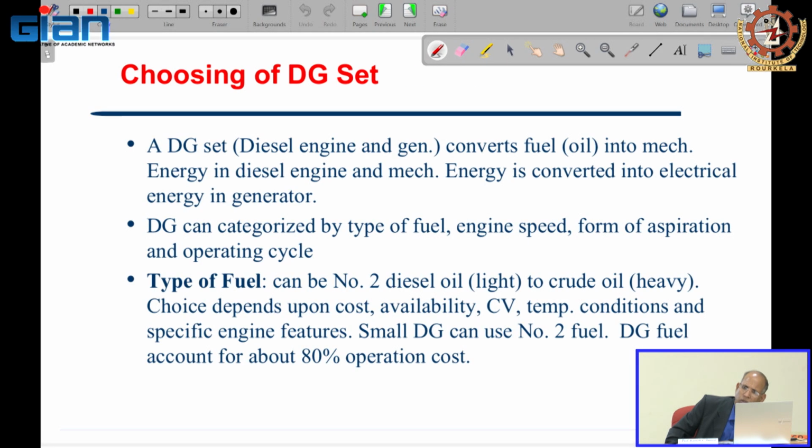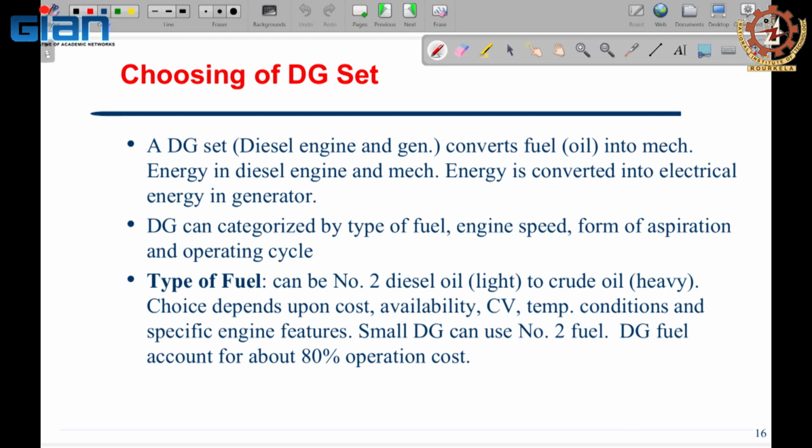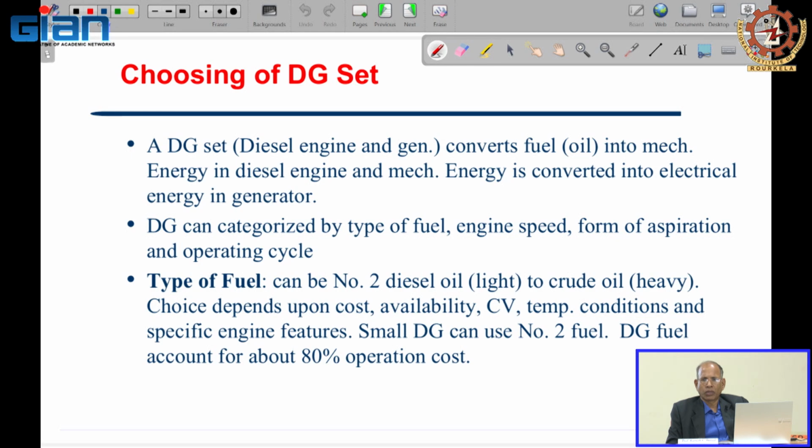Now, for example, when you have the diesel generator, you want to make the choice of the diesel generator. Some of the features, in what way you will classify, how you are going to select the diesel generator. So, diesel generator is abbreviated as DG. DG we also use for distributed generation as well. So, you have to be careful how you are using the abbreviation. So, this diesel engine and DG set. DG set is your diesel engine and the synchronous generator.